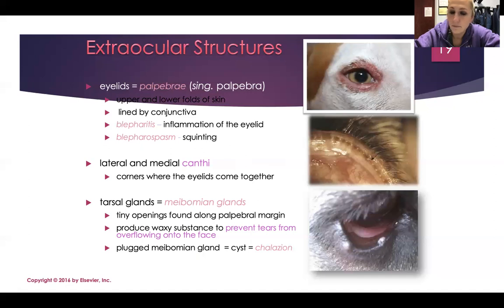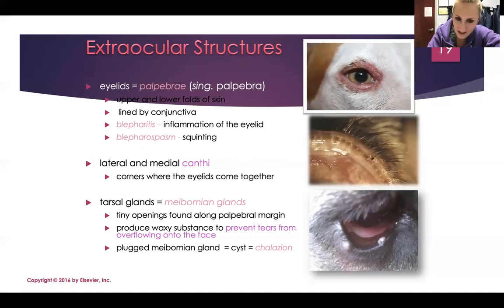Tarsal glands are also called meibomian glands. This is a really good picture, the one in the middle. So that is essentially an eyelid looking up along the lining of it. And there's these tiny little dots that you can see, which are meibomian glands or tarsal glands. They're tiny openings on that palpebral margin, margin meaning edge, palpebra meaning eyelid, that produce a waxy substance that prevents tears from overflowing onto the face. How cool is that? Your eye literally has a way of keeping your tears in and keeping everything moist and taken care of.